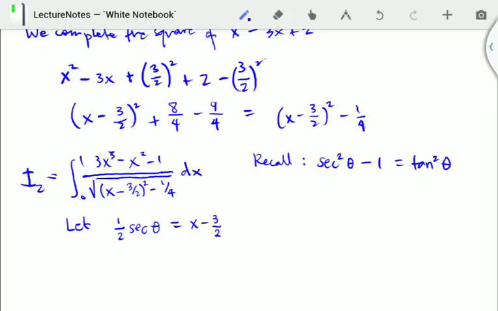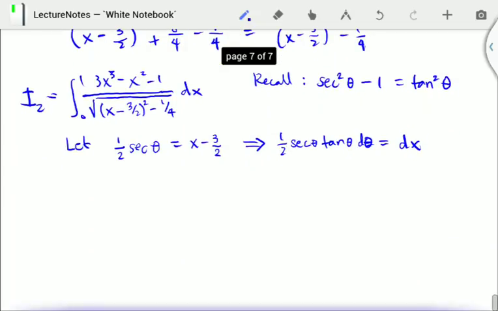Okay, so why do we want to do that? Okay, so of course, before we proceed, let's first get the derivative of this one. This means that when you take the derivative of both sides, of course the derivative of secant is sec theta tan theta, times d theta. This is equal to dx. Okay, so why do we want to do that substitution? Because look what happens to your denominator.